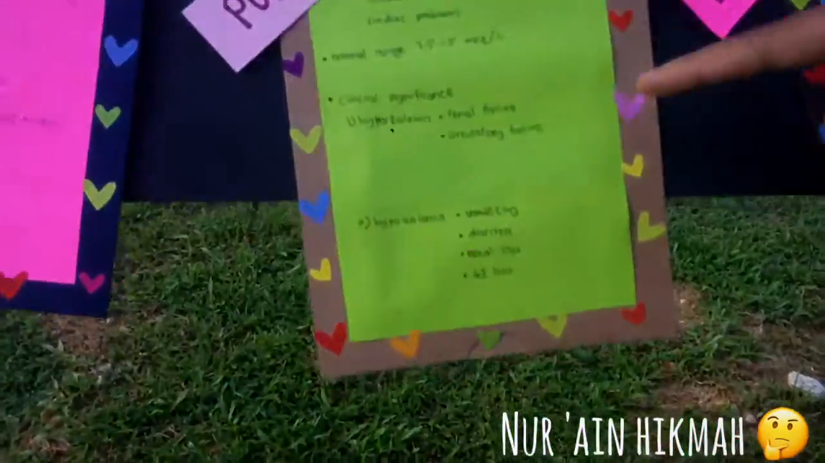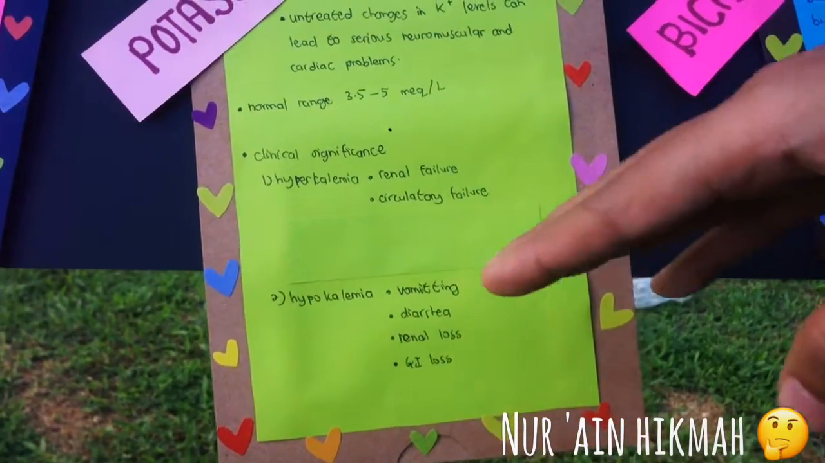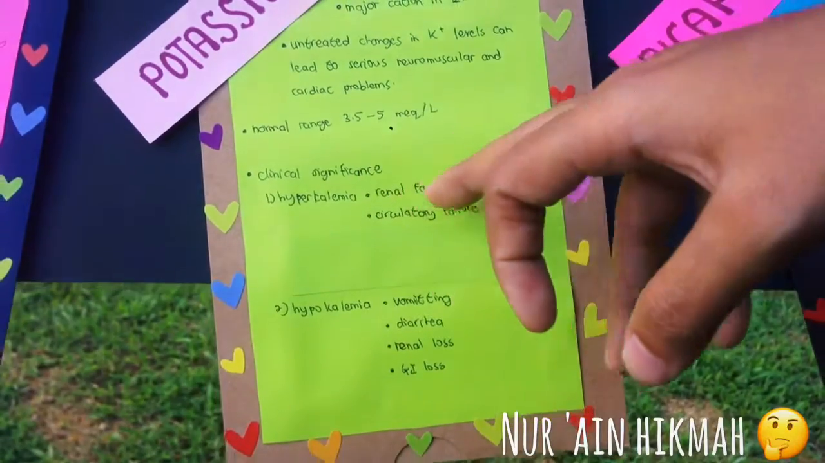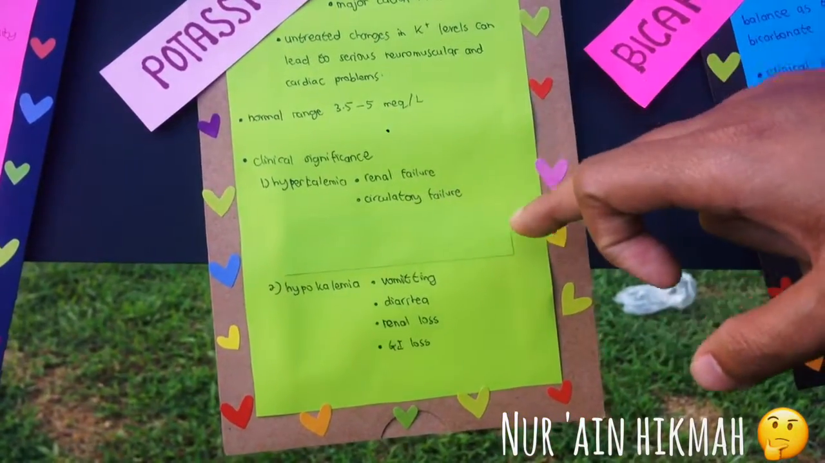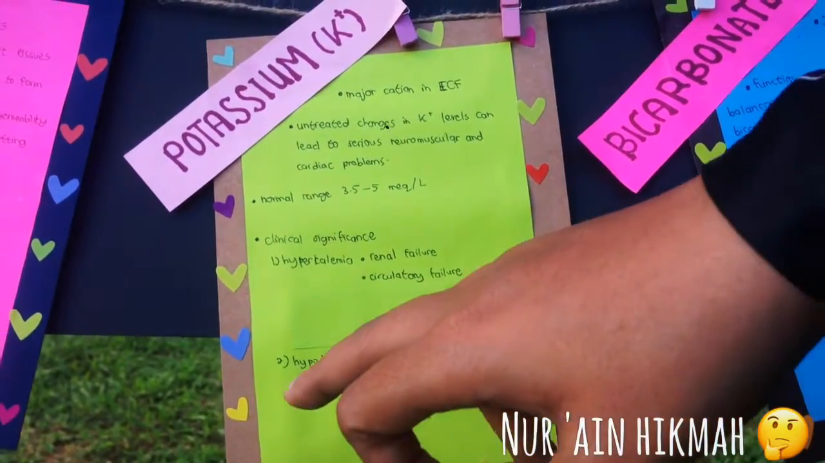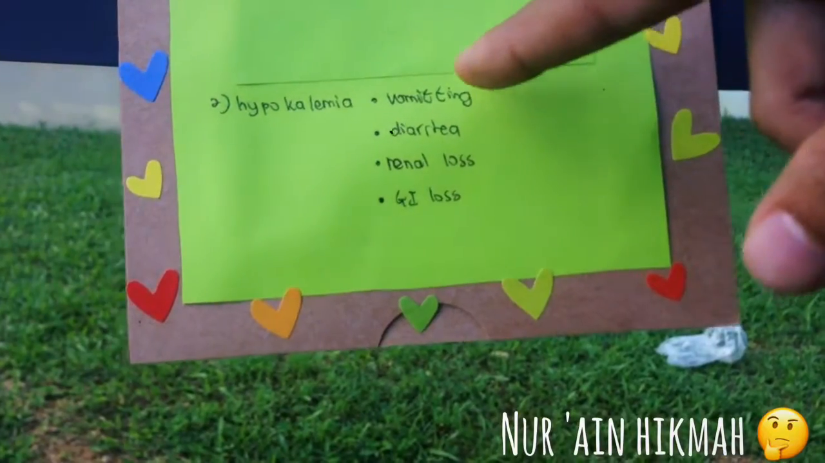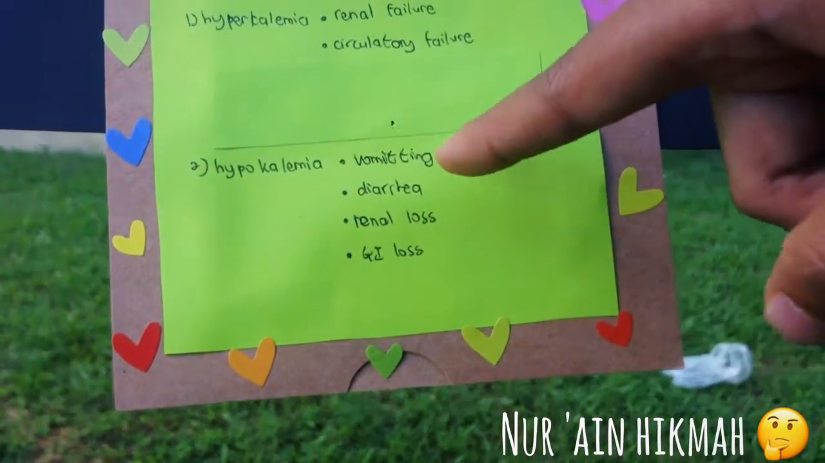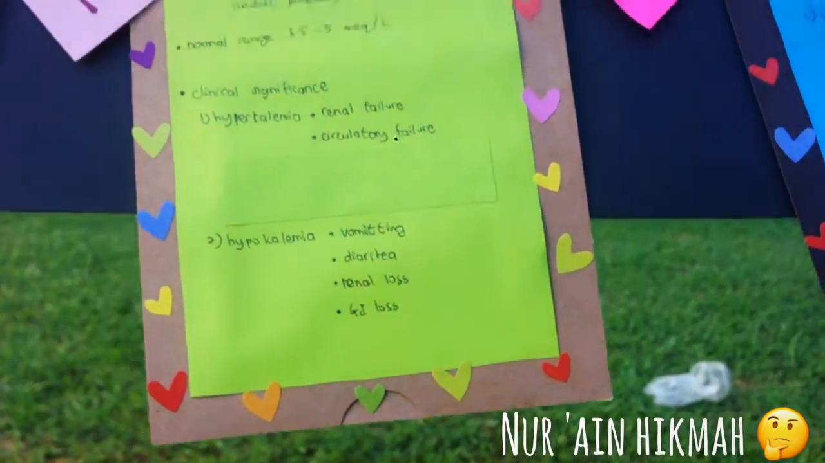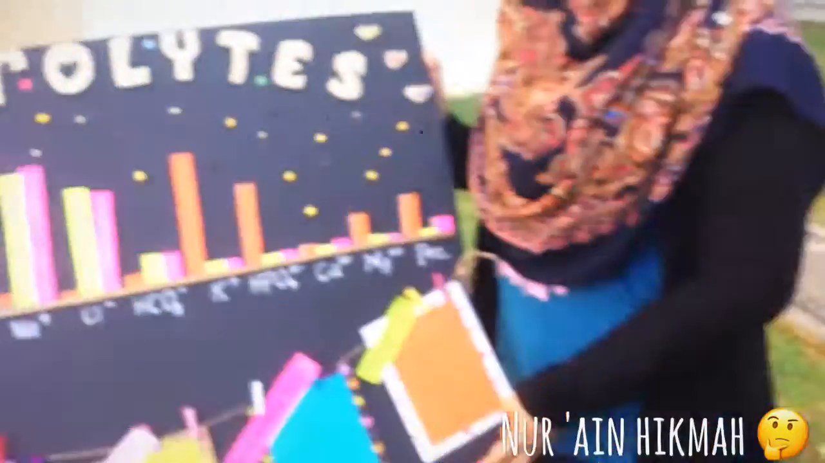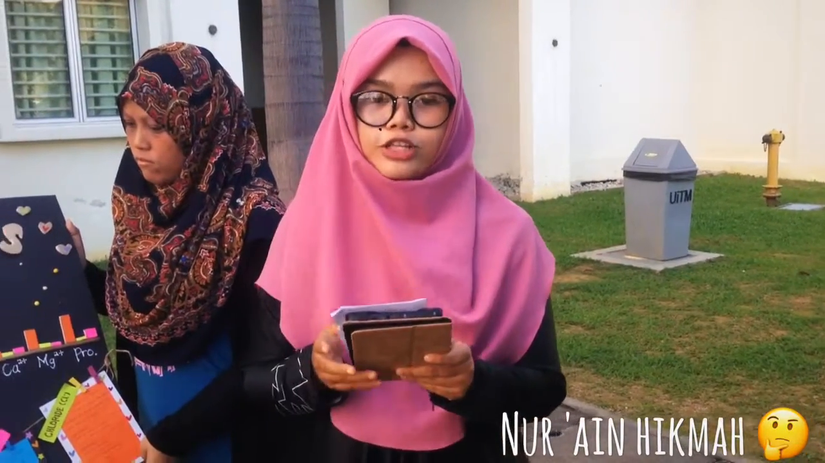Let's take a look at the clinical significance. Hyperkalemia means potassium is high in the blood, and its clinical significance is renal failure and circulatory failure. Hypokalemia means potassium is low in the blood, and the clinical significance is vomiting, diarrhea, renal loss, and GI loss. What is important is that potassium is really important for neuromuscular cells.